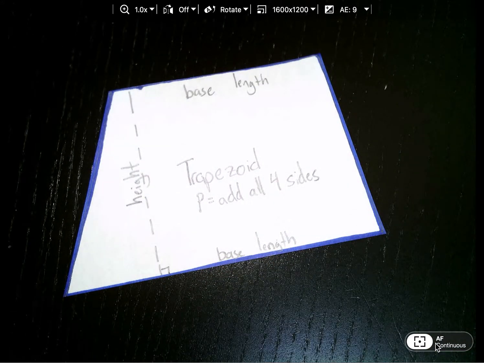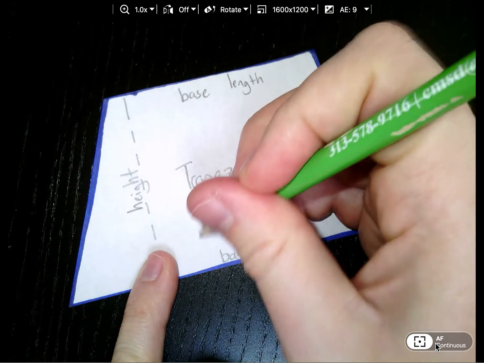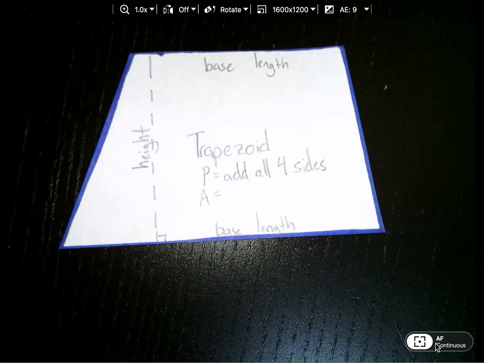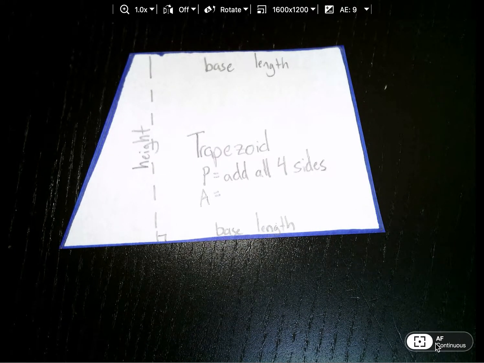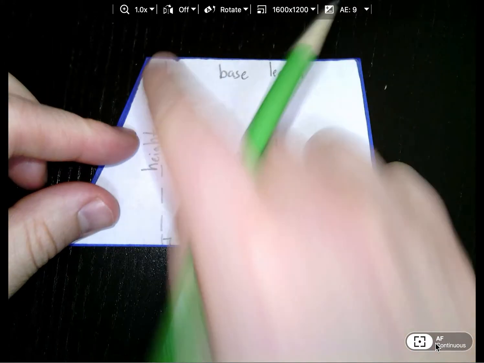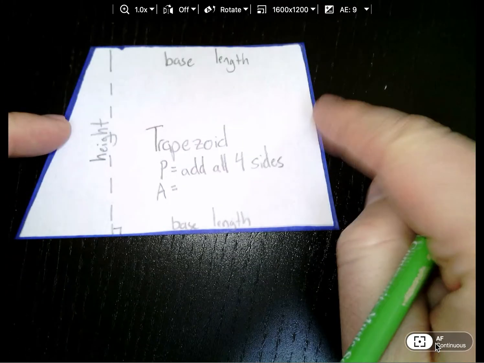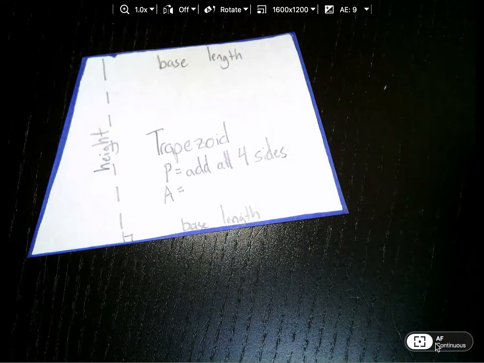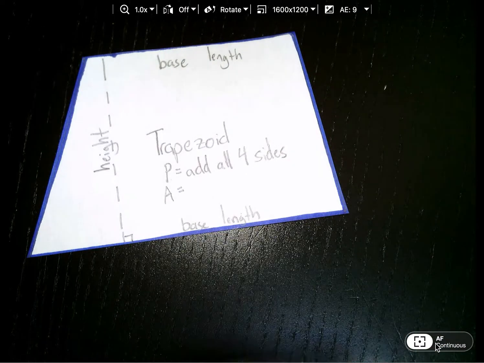We just have to add all 4 sides together for the perimeter. For the area, that's what we want to try to figure out. If we try to do what we did with the parallelogram and cut this little thing off, these 2 sides are at the same angle. So we're going to have to do something a bit more interesting. So let's look at an example.